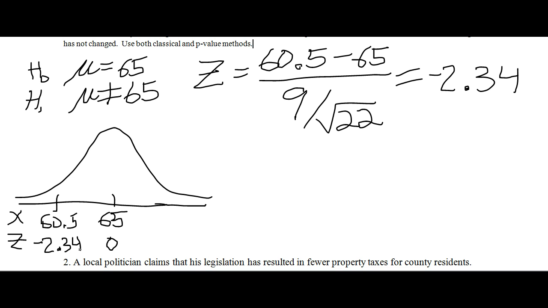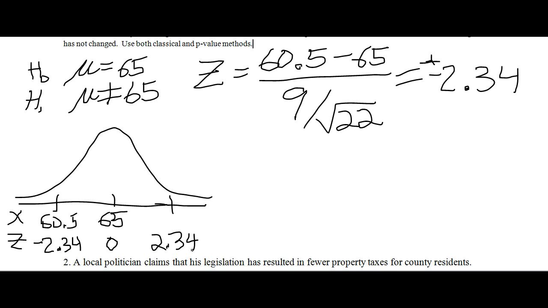Now, because it's a two-tailed test, I have to look at both sides. I need to figure out what is the probability of getting a result more extreme than 60.5 if 65 is the true population mean. So because it's a two-tailed test, I have to focus on not just 2.34, but I really have to focus on plus or minus 2.34. So I'm going to have to go 2.34 in this direction.